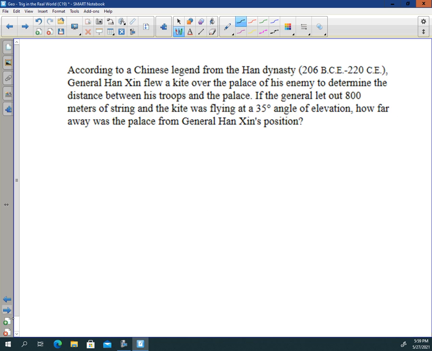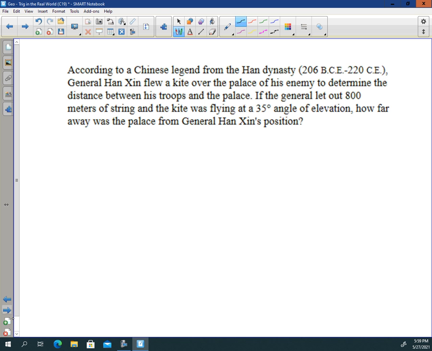Here's another one. According to a Chinese legend from the Han Dynasty, General Han Xin flew a kite over the palace of his enemy to determine the distance between his troops and the palace. If the general let out 800 meters of string and the kite was flying at a 35-degree angle of elevation, how far away was the palace from General Han Xin's position?